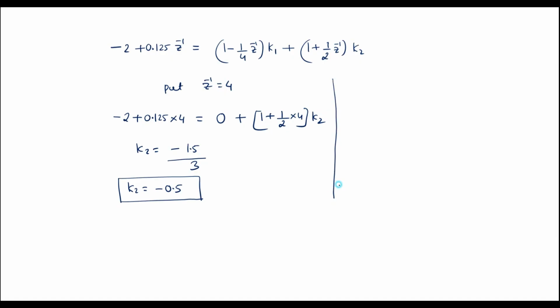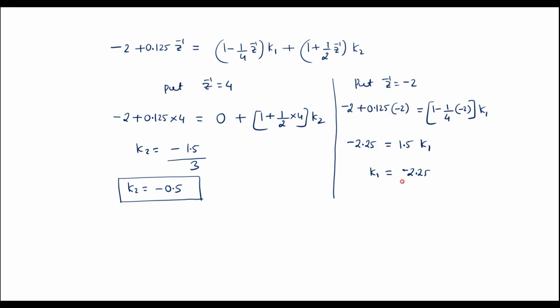Now similarly, try to make the k2 term equal to 0. To make the k2 term equal to 0, we have to choose z inverse equal to -2. That is, put z inverse equal to -2. Therefore I can write this equation as -2 + 0.125 × (-2) = (1 - 1/4 × (-2))k1, and this entire term will become 0. So this will be -2.25 = 1.5 k1. Therefore k1 is equal to -2.25 divided by 1.5. Simplifying this, we get k1 is equal to -1.5.